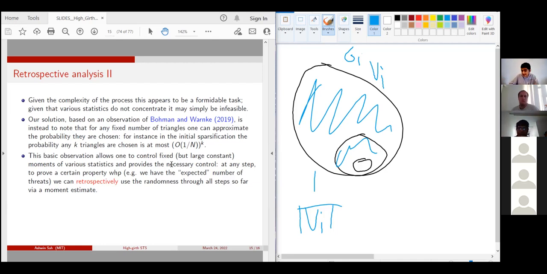And so Bowman and Wonka's work actually takes this, in some sense, a step further. So here we're really using this idea where each of our steps is like the high-girth process, or matching, or covering the leftover edges, and so on. And we have these very discrete steps, but actually Bowman and Wonka even use it for the triangle removal process itself.